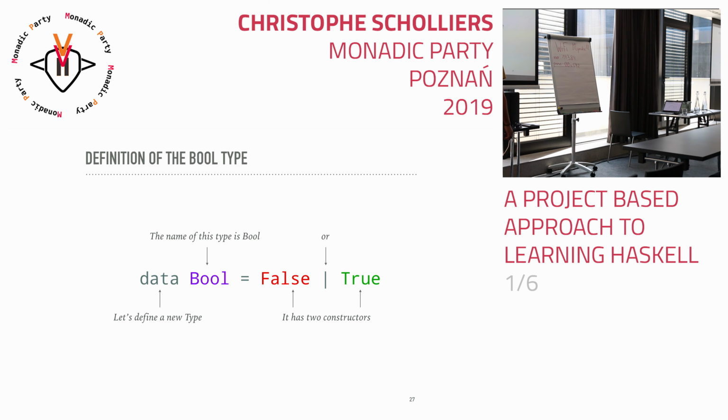On the right-hand side, you define how you can construct Boolean values. So you say, well, let's define a new type. The name is Bool, and it has two constructors. The first one is called False, and the second one is called True. By convention, these types and these constructors need to have capital letters.